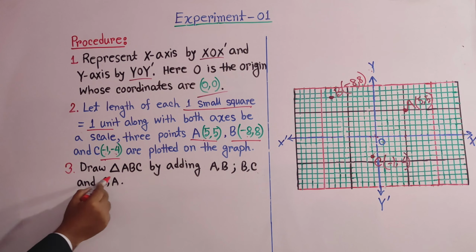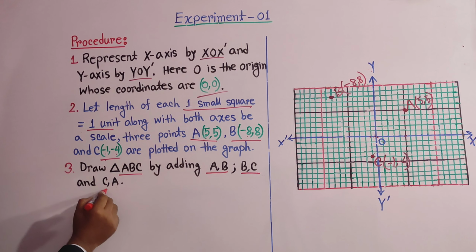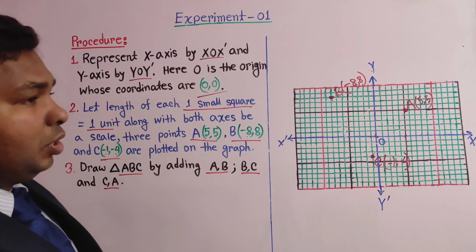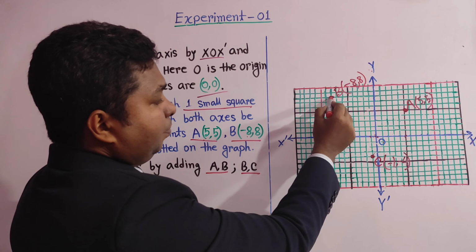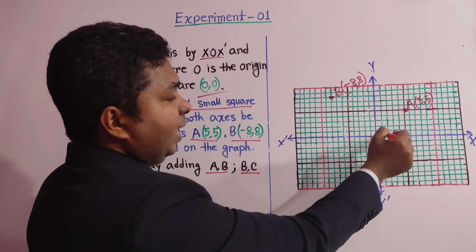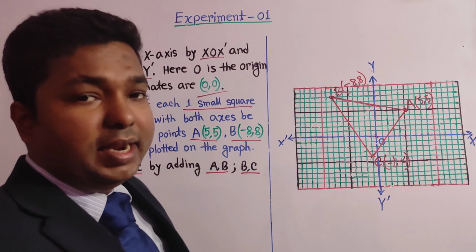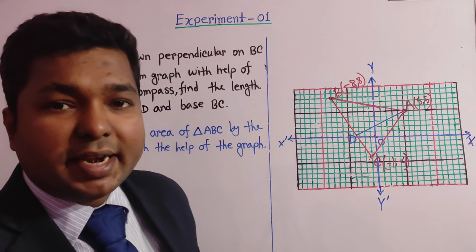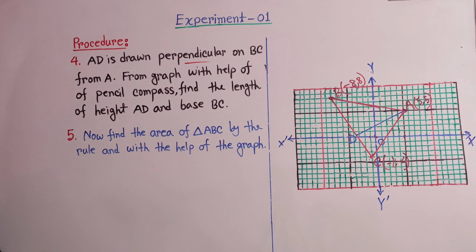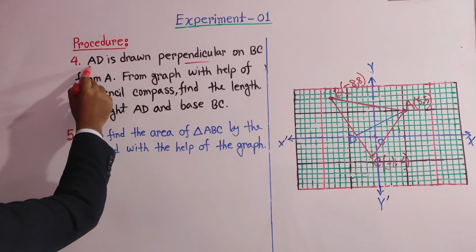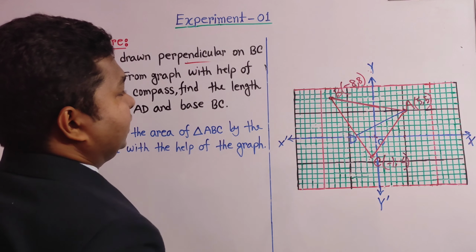Now draw triangle ABC by joining AB, BC and CA. So now we draw the triangle ABC by joining points A and B, points B and C, and points C and A. Now, joining those 3 points, finally we get the triangle ABC. After drawing triangle ABC, AD is drawn perpendicular to BC from A. From point A, we draw AD perpendicular to BC.